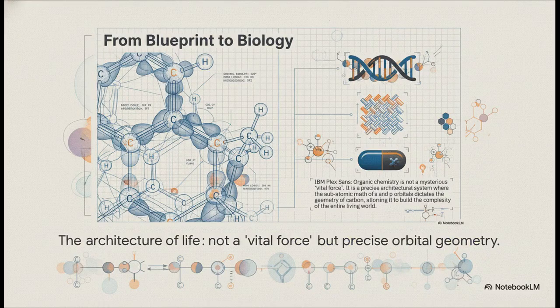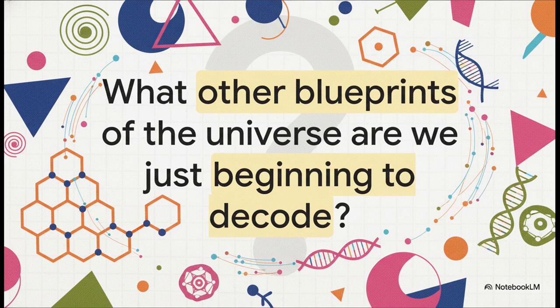This is the real secret of carbon. It's not magic, it's not a mystery, it's just a precise, predictable, and beautiful architectural system. The simple, subatomic geometry of s and p orbitals mixing together is what dictates the shape of absolutely everything, from the elegant twist of our own DNA, to the incredible strength of modern polymers, to the design of the medicines that save our lives. Which really just leaves us with one final, big thought to chew on.